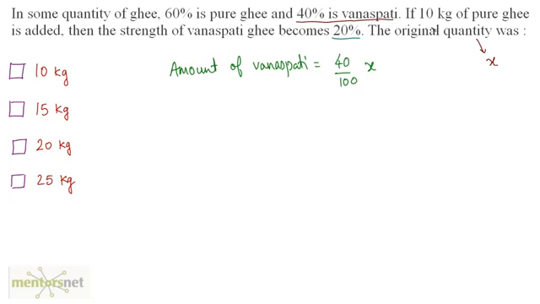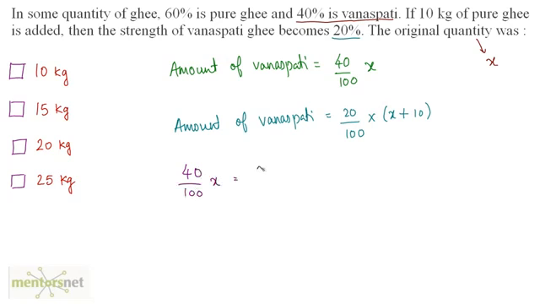So I can write, after adding pure ghee of 10 kgs to the mixture, the amount of vanaspati is equal to 20% of the total quantity. So 20 upon 100 times the total quantity, which is X, plus, as we are adding 10 kg pure ghee, the total quantity will also be increased by 10 kg. So X plus 10. Now we have the amount of vanaspati as same, so I can equate these two equations. So I can write 40 upon 100 X is equal to 20 upon 100 times X plus 10.